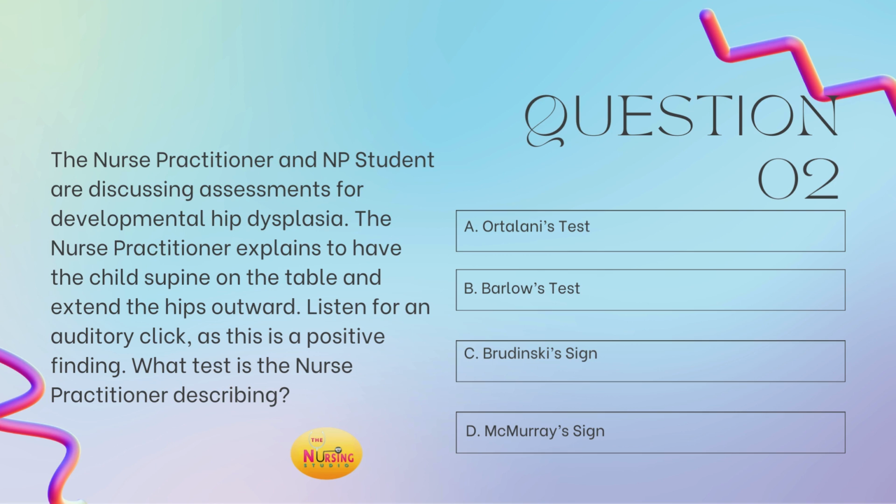Is it A, Ortolani's test, B, Barlow's test, C, Brudzinski sign, or D, McMurray sign? Take a moment and tell me what you got in the comments.